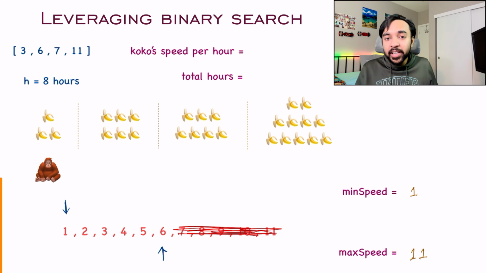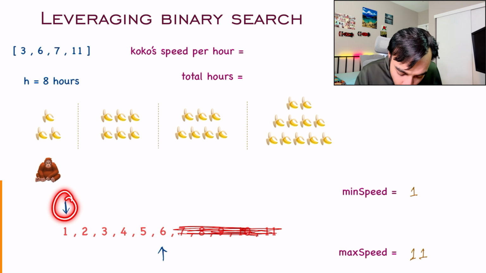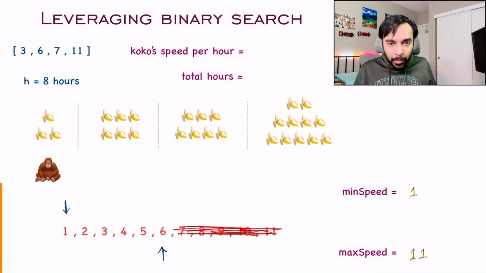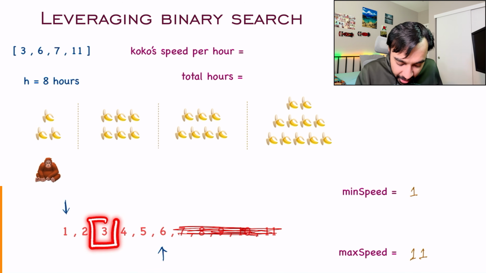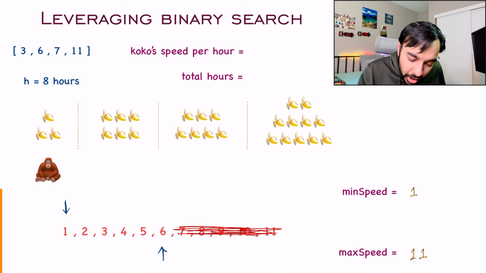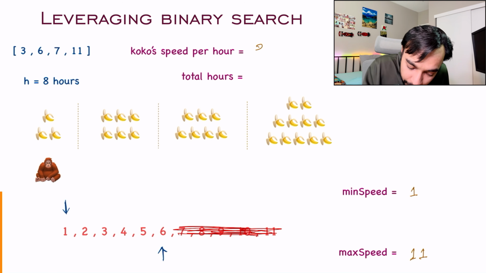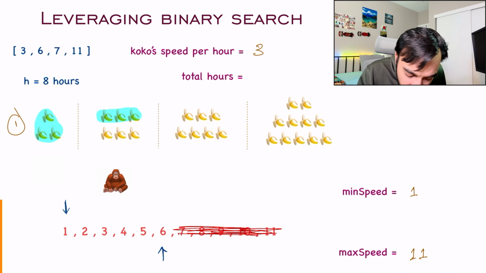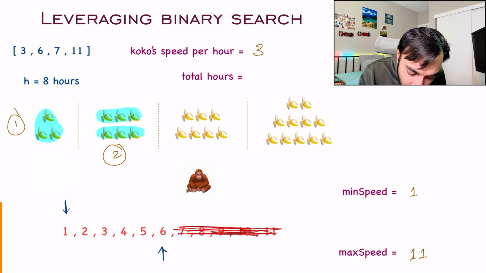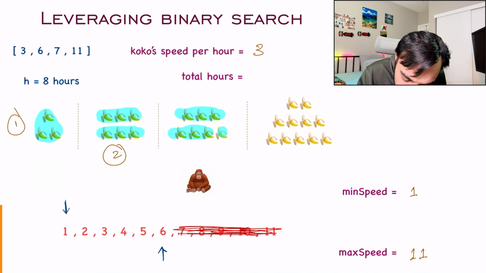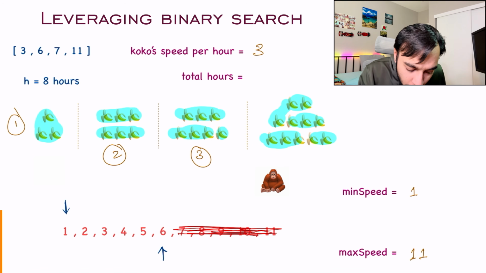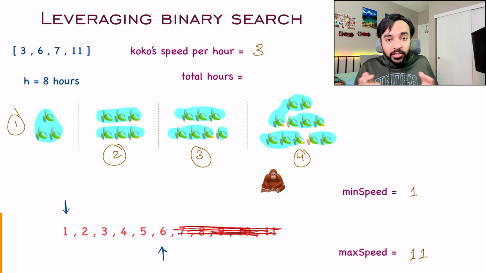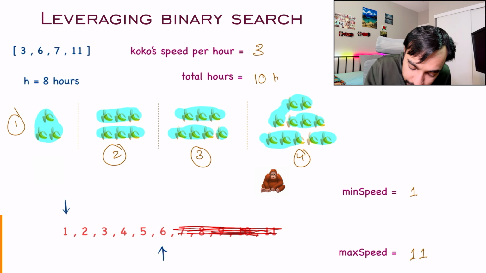And once again, to find the next iteration, what will you do? You will look at the low and the high. Find out the mid value now. The mid value will be 3, correct? So this time we are going to try to eat 3 bananas at a time. When you are eating 3 bananas, for the first pile, you will take a total of 1 hour. For the second pile, you will take a total of 2 hours. For the third pile, you will take a total of 3 hours. And for the fourth pile, you will take a total of 4 hours. So, what is the total time? The total time is 10 hours.